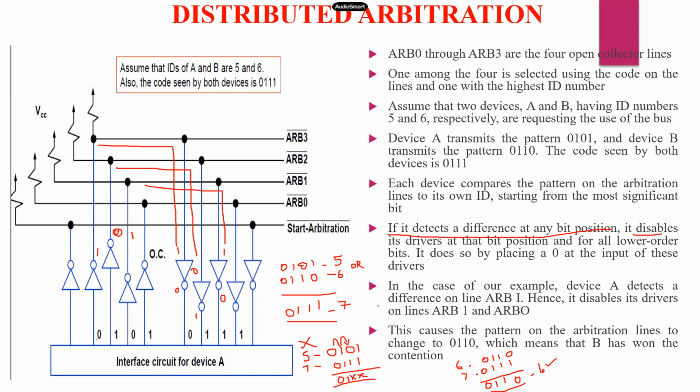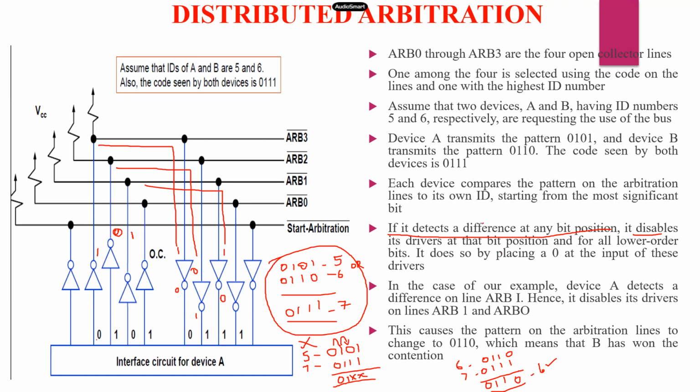I repeat once again: there are 4 arbitration lines, open collector lines available from ARB0 to ARB3. One among them is selected using the code on the lines, the one with the highest ID number. For example, assume there are 2 devices, A and B. A has ID number 5 and B has ID number 6. The binary number of 5 is 0101 and of 6 is 0110. Then you apply the OR operation and get one code, the comparative code. The code seen by both devices is 0111.